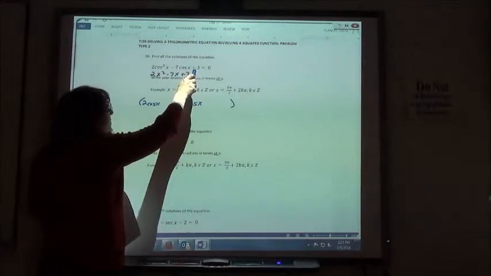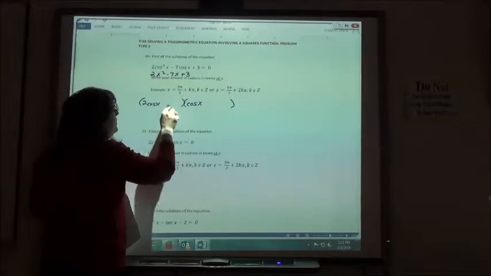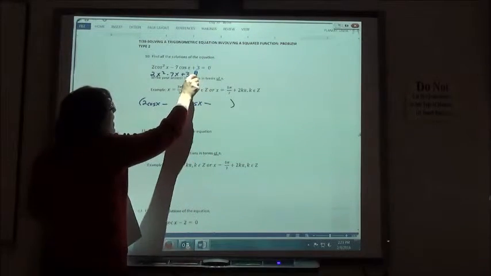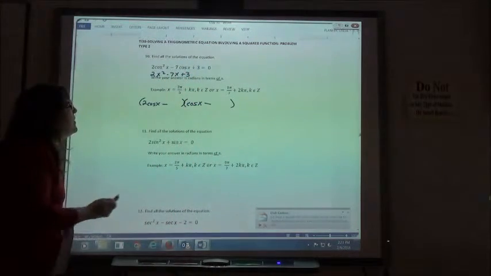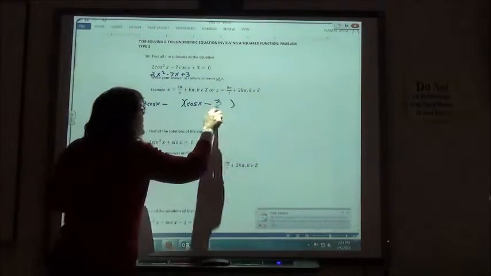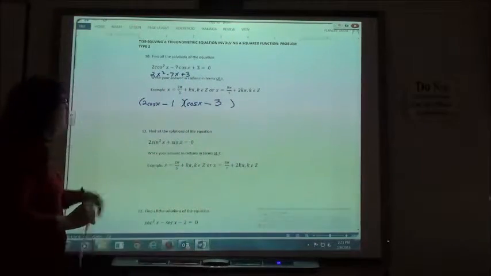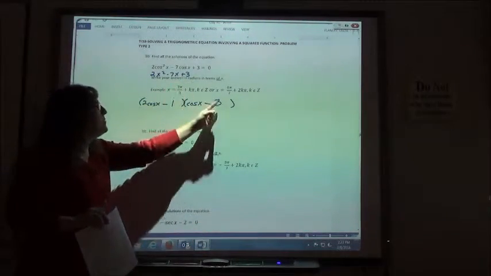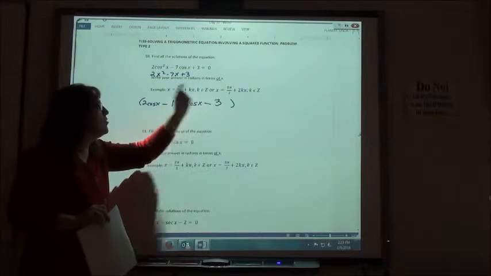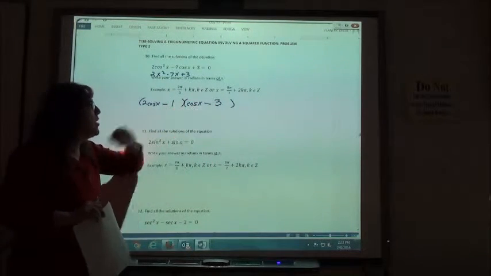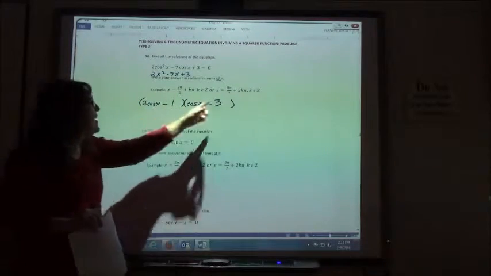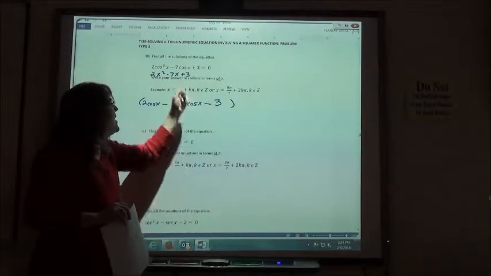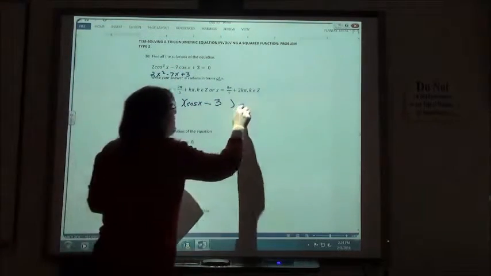Since the end is positive, both signs are the same as the middle, a negative and a negative. I want the factors of 3 that add up to the 7. So I'm going to have to take my 3 times my 1. So 2 cosine of x times minus 3 would be minus 6 cosine of x, minus 1 cosine of x in the middle. Negative 6 minus 1 is negative 7, so I have it factored out.